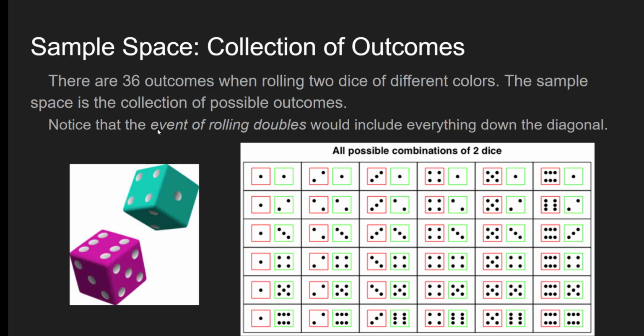Now, an event: notice an event of rolling doubles would be all of the possible outcomes that have that in common. I would count those up and you'll see 1 snake eyes here, 2 2s, 3 3s, etc. I have 6 of those.